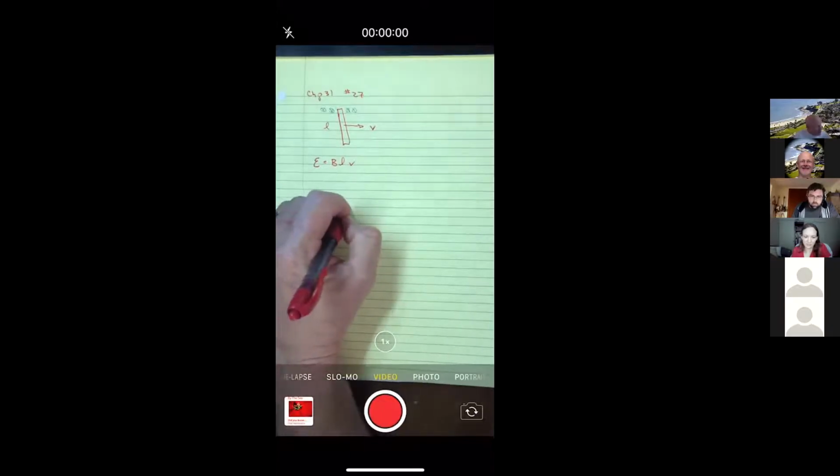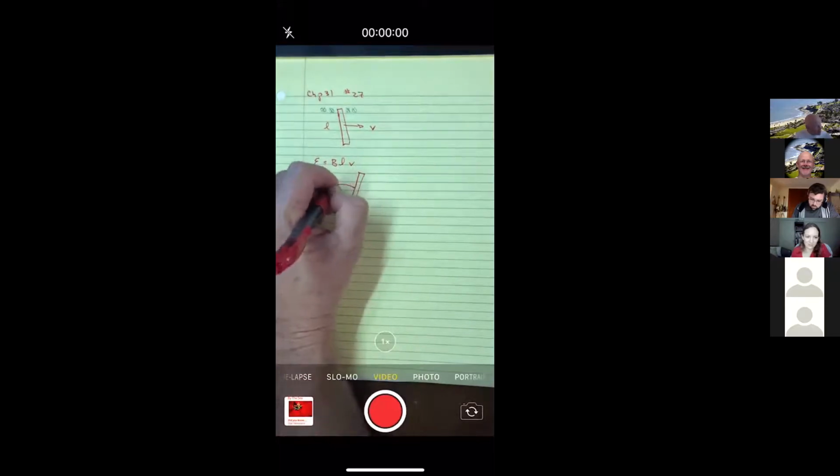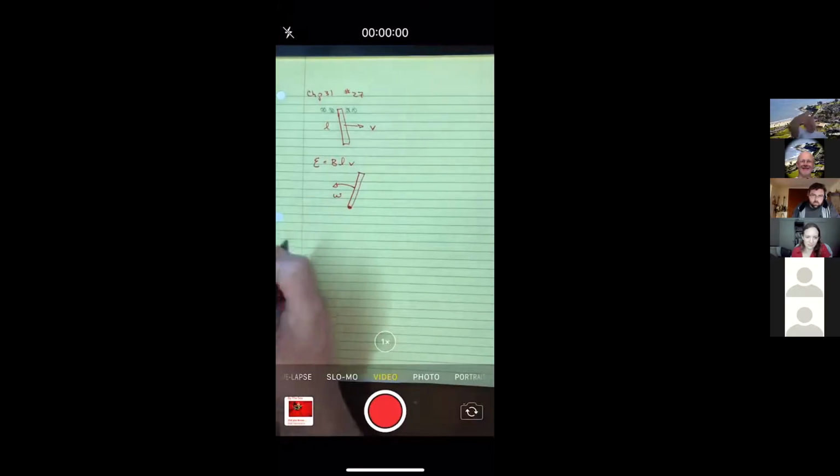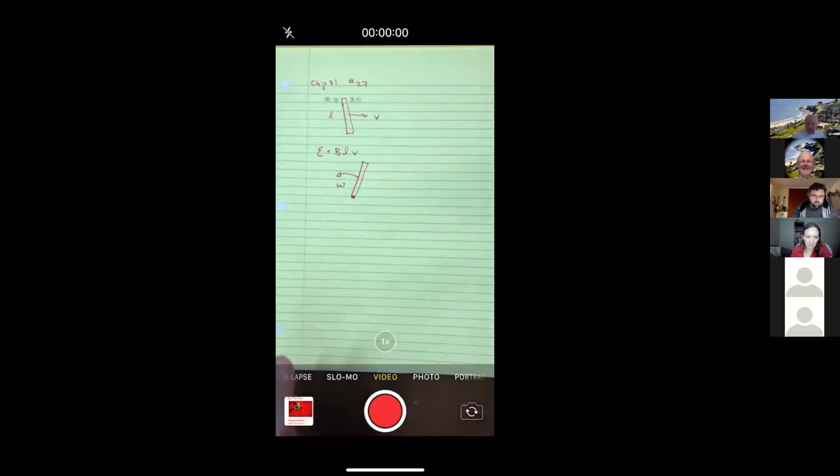So let me do this. Let me call this the center hub. Let me make the blade sticking out. Let me just have it rotating at some angular speed omega. So I'm going to end up going back to physics 121 and our mechanics here.